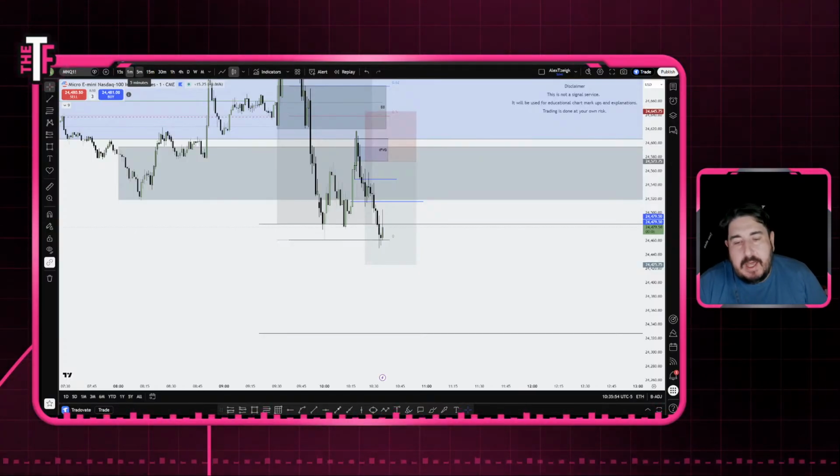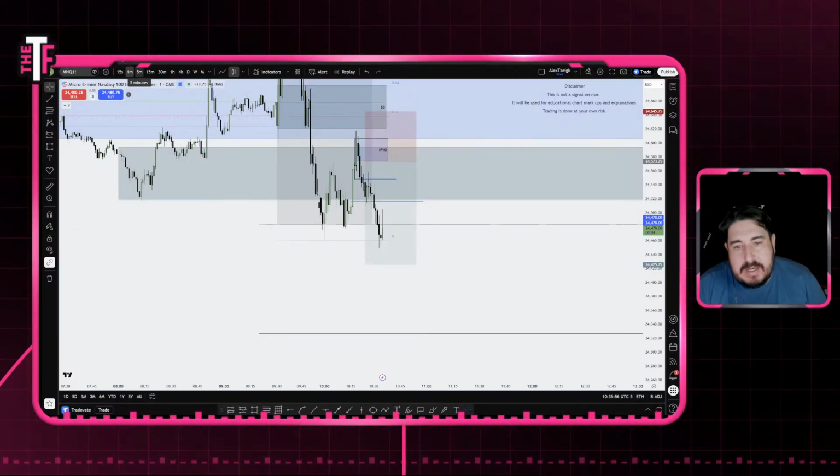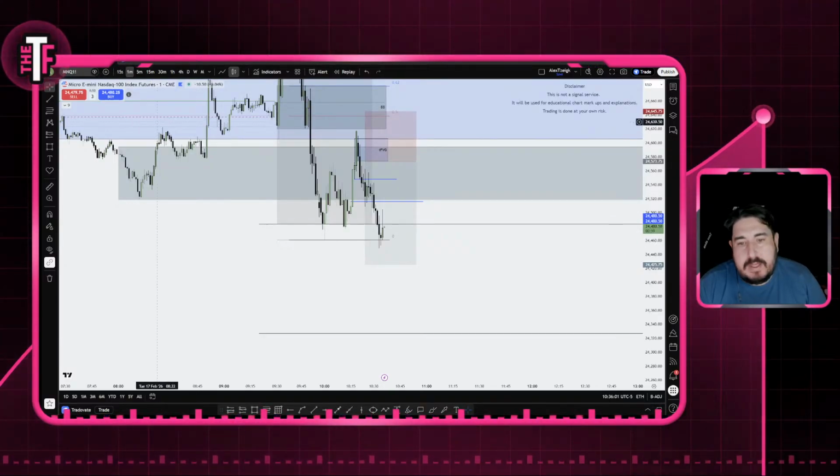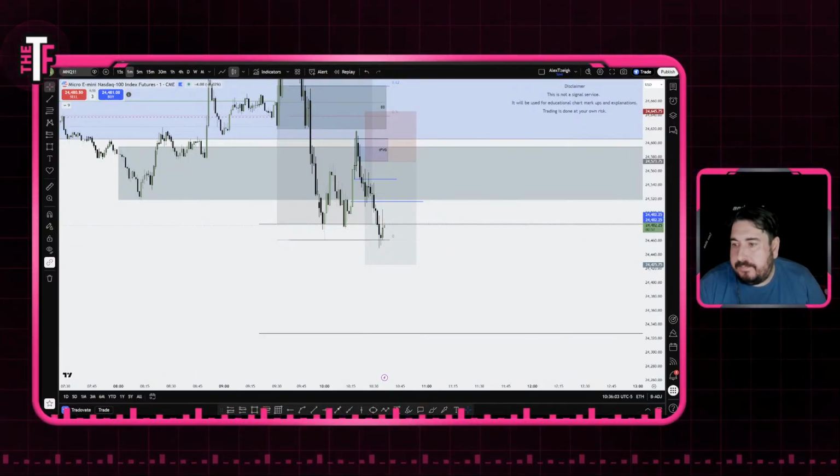We have everything aligned: bearish order flow, bearish edge, bearish DRIDR. Everything is bearish in my eyes.